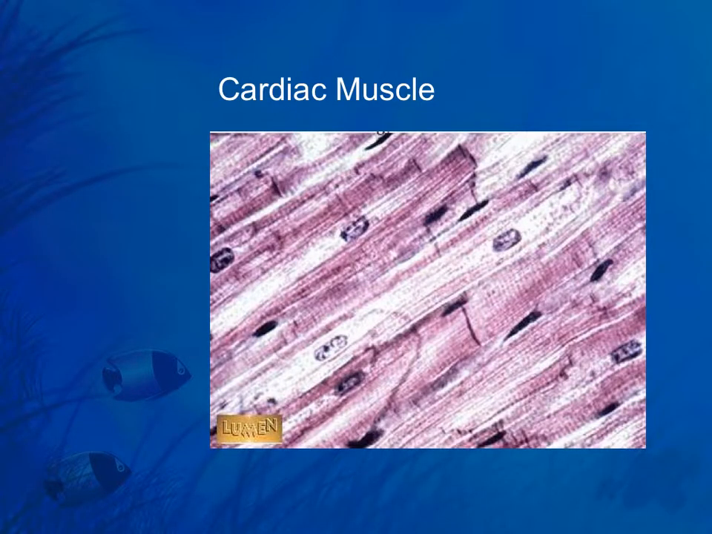Like skeletal muscle, it is striated, so you can see the little stripes. The best way to tell the difference is to look for these intercalated discs. These are regions where 2 muscle cells meet, and it allows them to send a signal from one to another and helps to hold them firmly together.